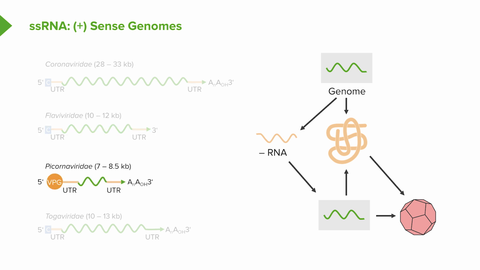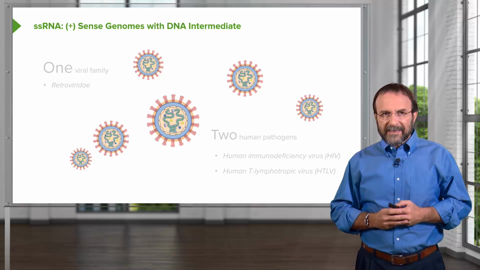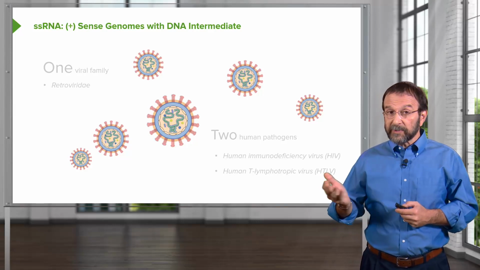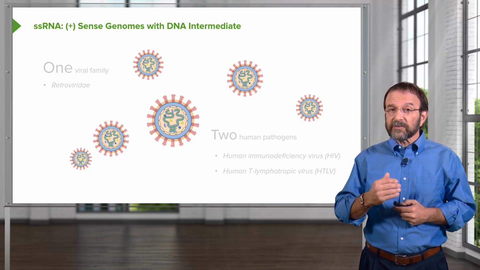The picornavirus genomes are 7 to 8.5 kilobases in length. They are polyadenylated, but at the 5' end, they don't have a cap. Rather, they have a small viral protein. And finally, the togavirus plus-stranded RNAs are from 10 to 13 kb long with a 5' cap and a 3' poly A tail.